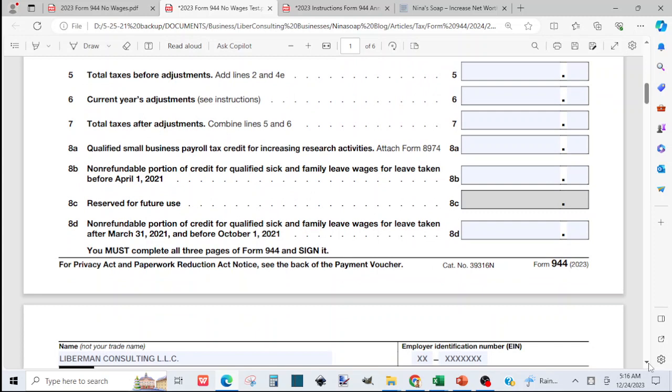Line 8B, non-refundable portion of credit for qualified sick and family leave. If you didn't pay wages, you shouldn't have any non-refundable credit to claim here. So it's $0, you leave it blank.